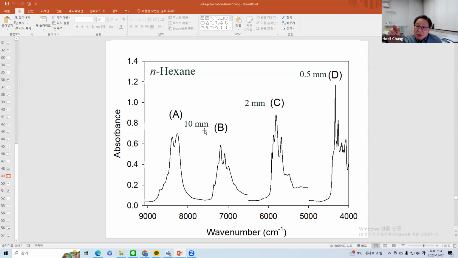If you use a 10 millimeter path length, you cannot obtain this one, but you can use only this band. If you compare this band, this band, this band, from right to left you can see the spectral features are getting less characteristic, that means getting broader. So this is the normal hexane spectra with 3 different path lengths.